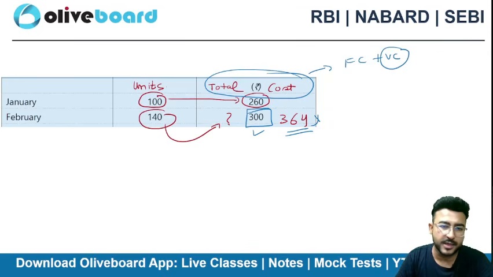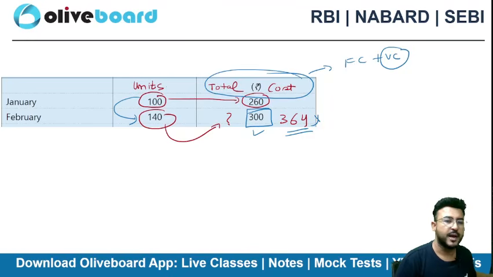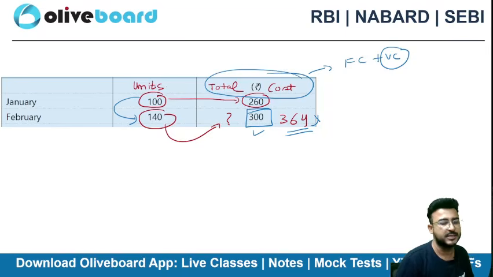Earlier I was producing 100 pens, so the plastic was consumed on 100 pens only. Now I produce 140 pens. So ideally the cost should be 364 now, as I need the plastic for 140 pens. But this is the total cost, not the variable cost in itself.